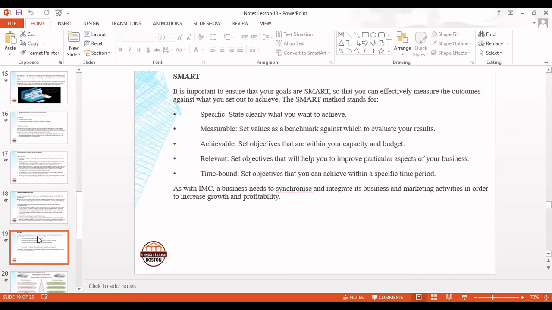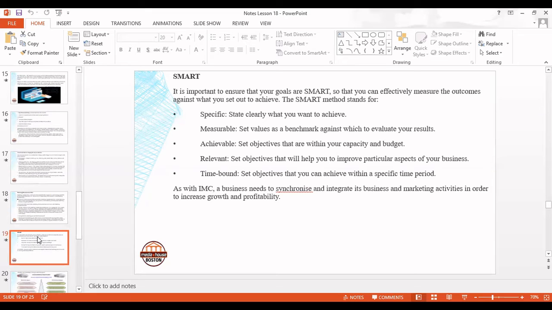Specific: state clearly what you want to achieve. When you're drawing up your marketing communication strategy, you need to state it clearly, guys. This is what we want to achieve. This is our objective. This is the way we want to go. This is what we want to aim at. Measurable: set values as a benchmark against which to evaluate your results. Set a standard, a benchmark, and say, this is going to be our line, so that you can evaluate your results.